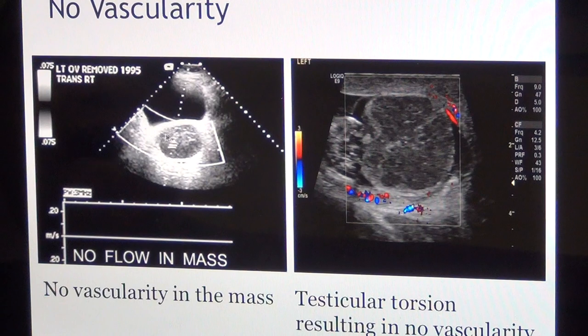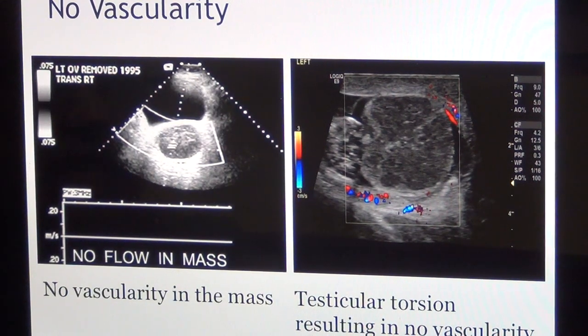Now here is the mass. You see, you put the Doppler gate, still there is no flow. So that means no vascularity. No vascularity means what? The organ is dying. Okay, so this is important.